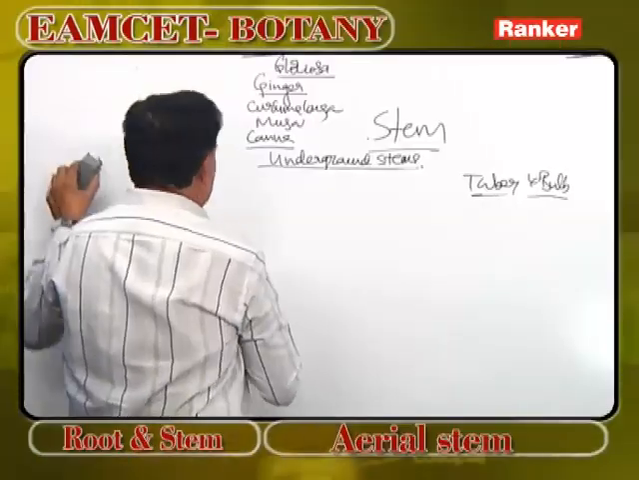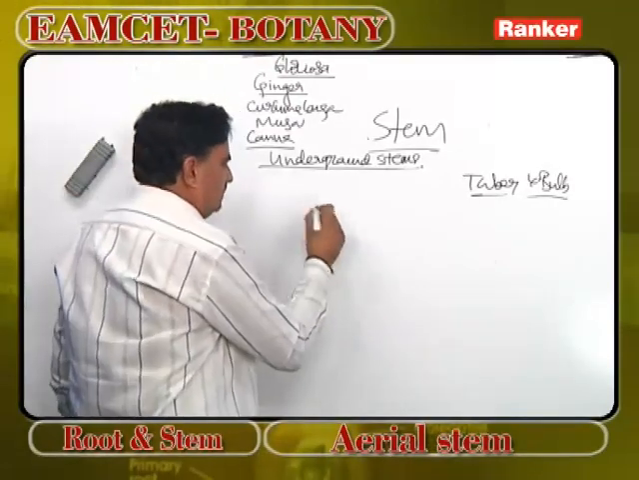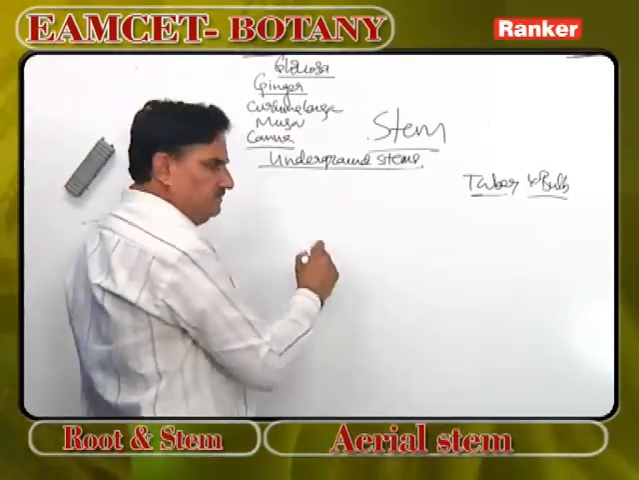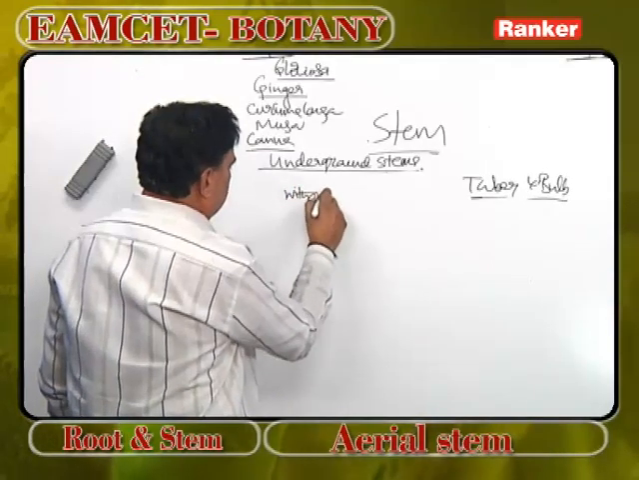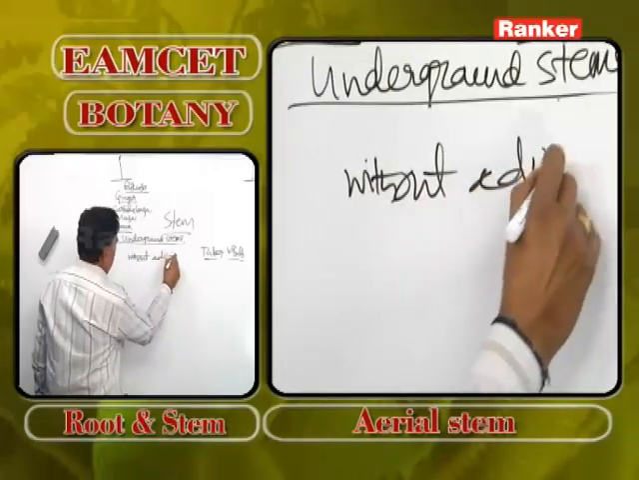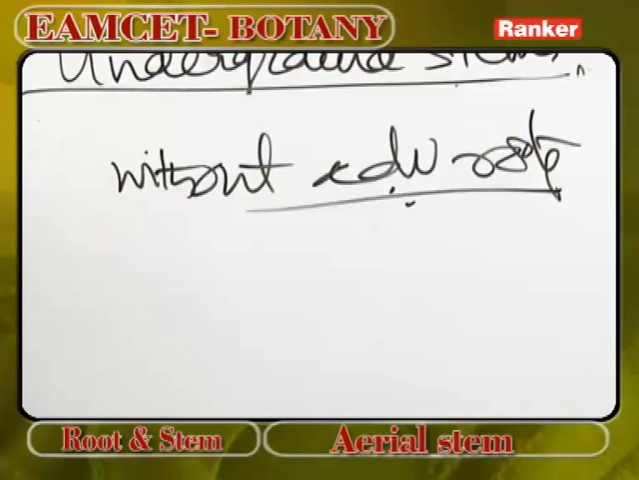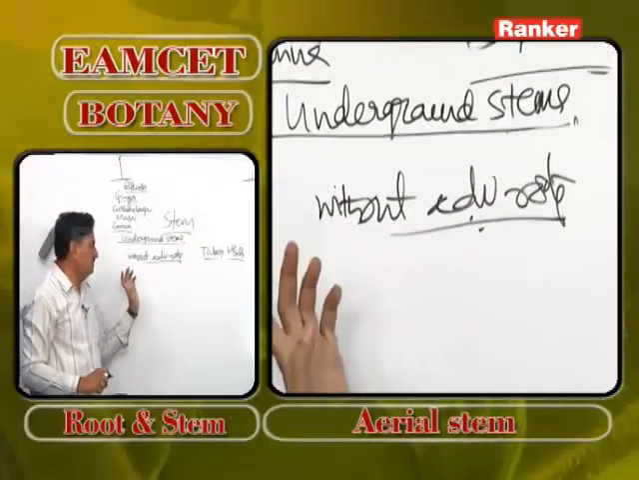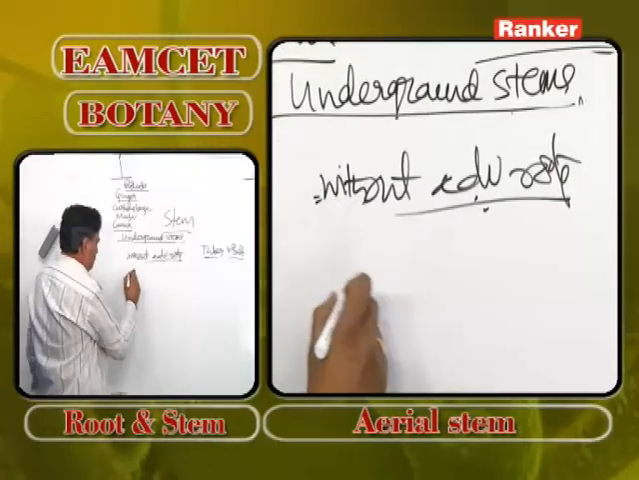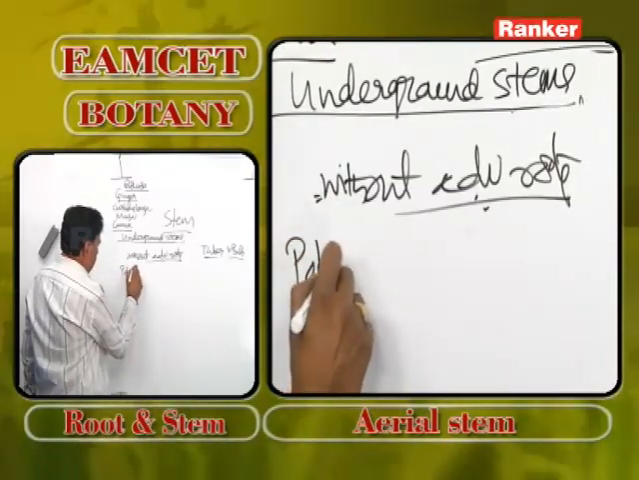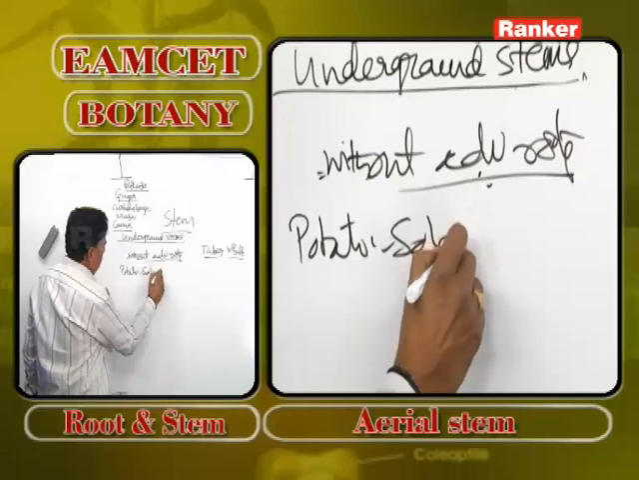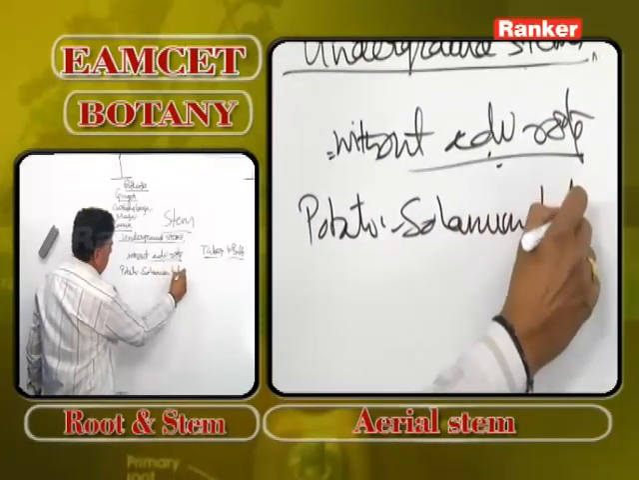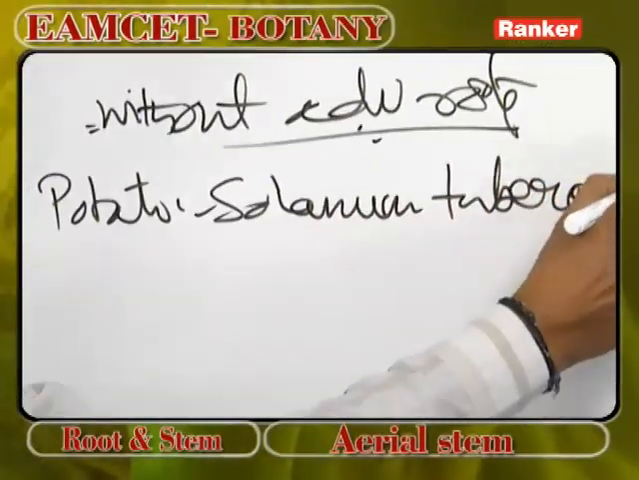Then coming to tuber. Tuber is an underground stem modification without adventitious roots. This is an important bit. The only underground stem modification without adventitious roots is tuber. These tubers are found in potato, Solanum tuberosum.